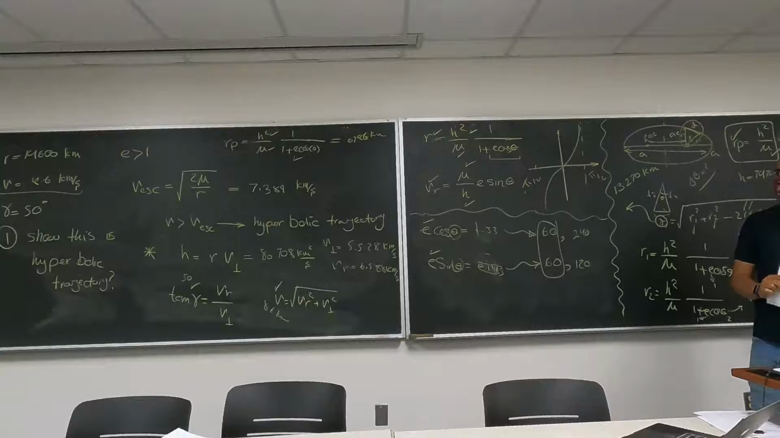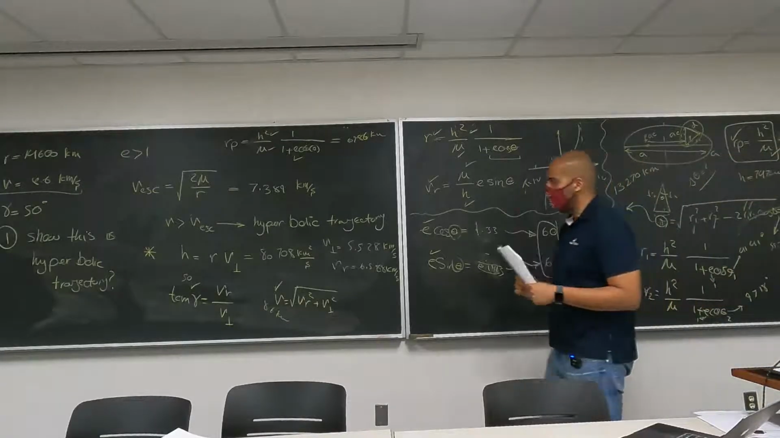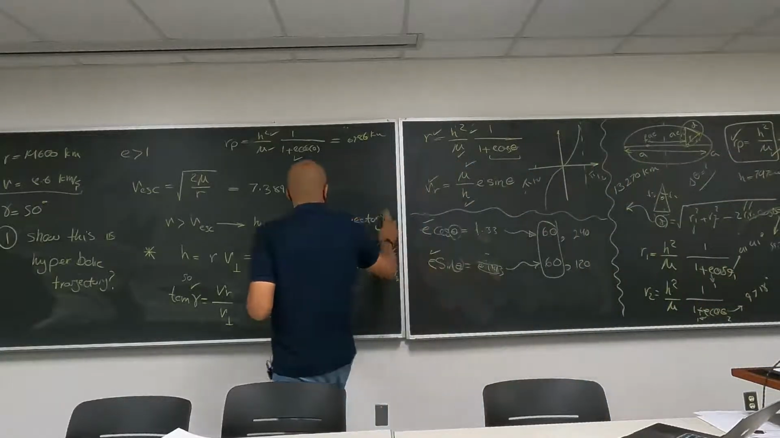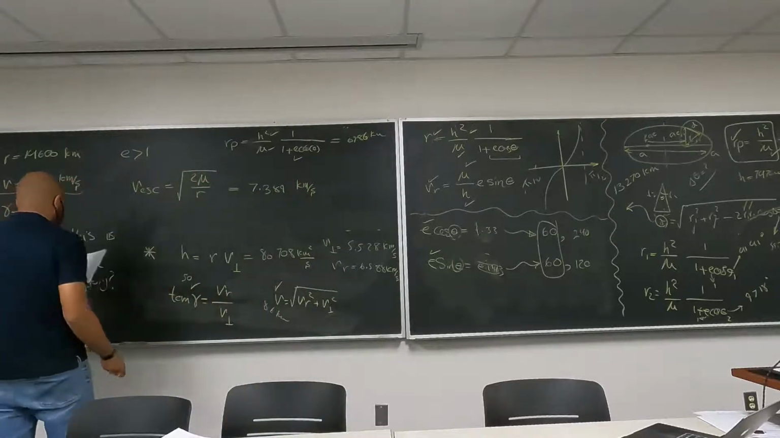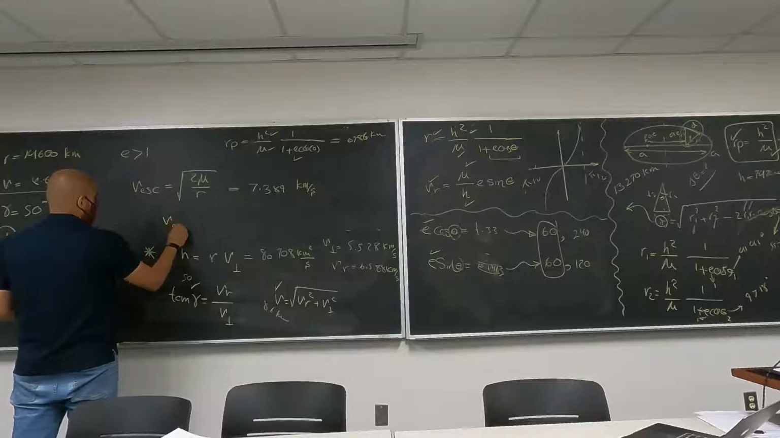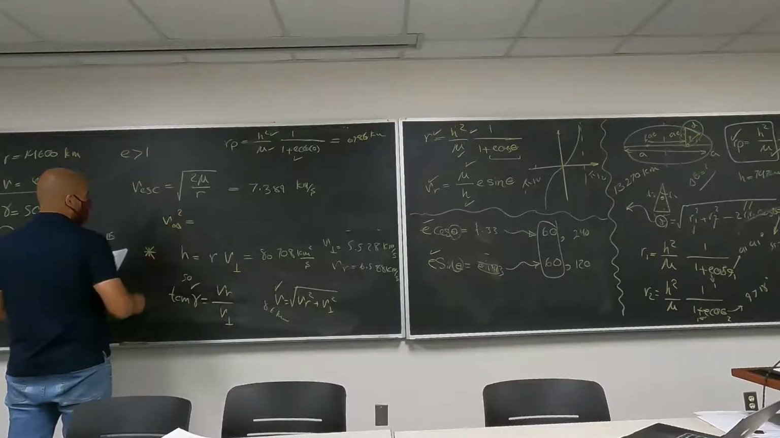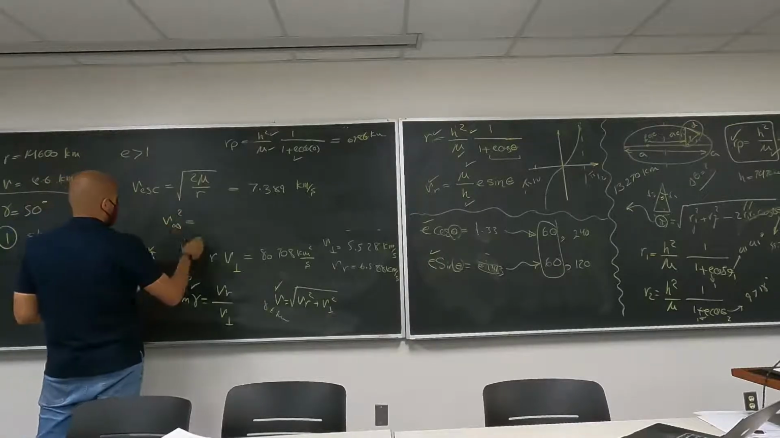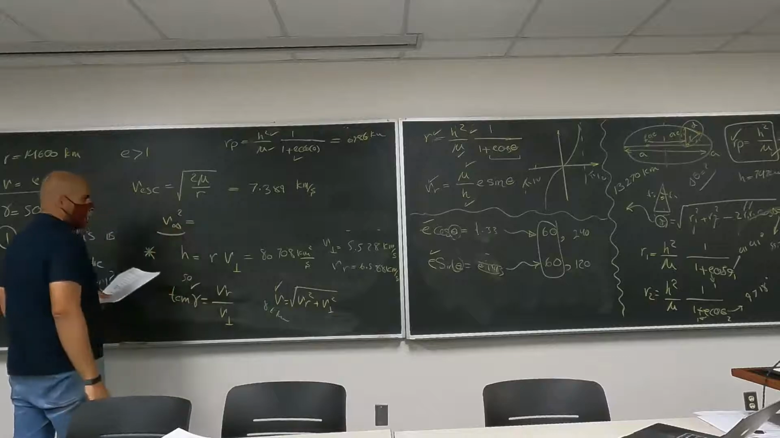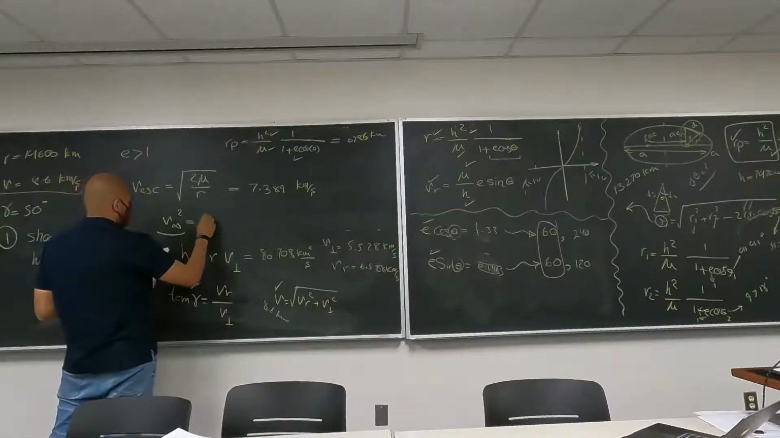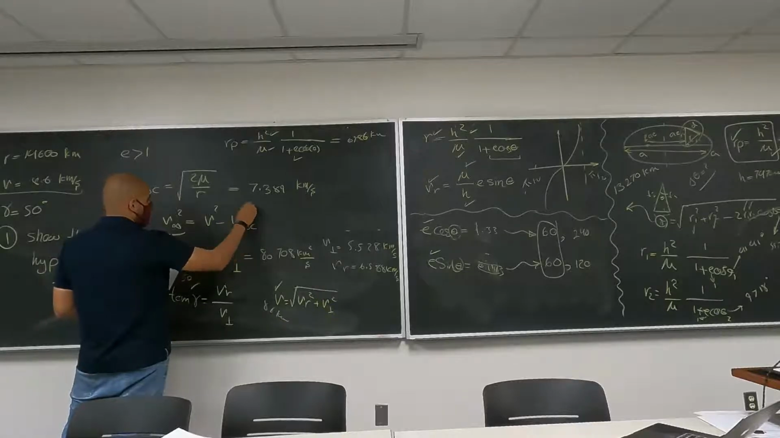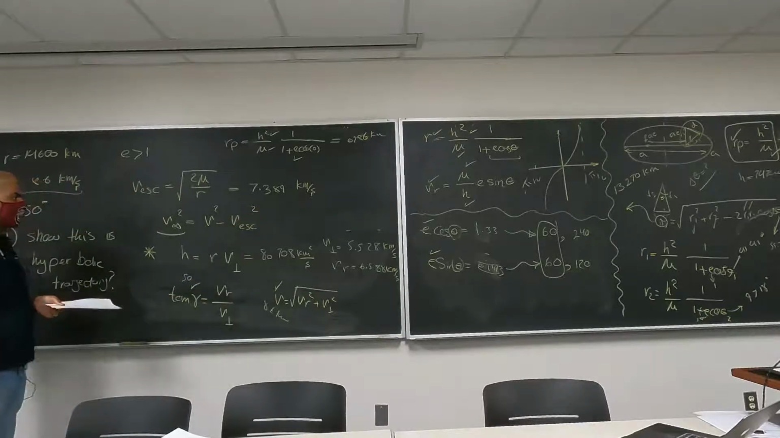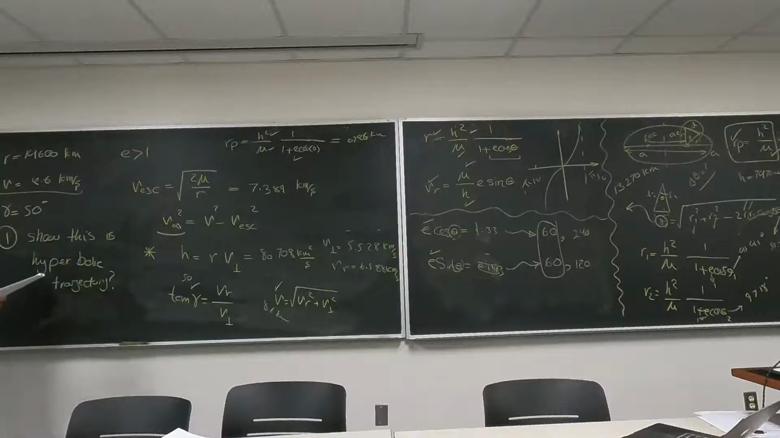How can we find the hyperbolic excess velocity? That's v, exactly. But if you recall, we just had the squared of this. Hyperbolic excess velocity squared is called v infinity squared, which is v squared minus v escape squared. That's how we define it, right? This is essentially exactly equal to C3.